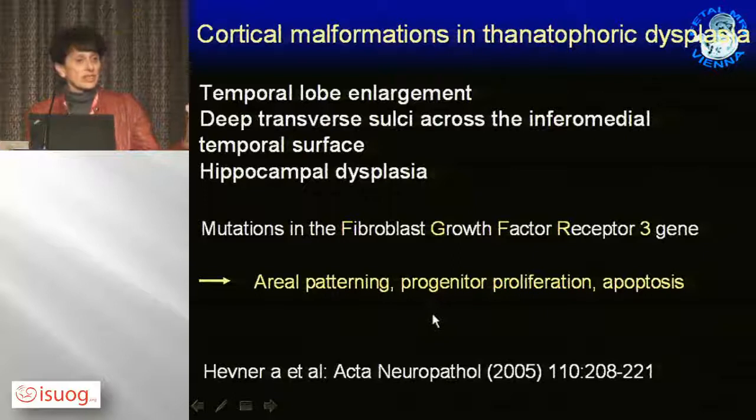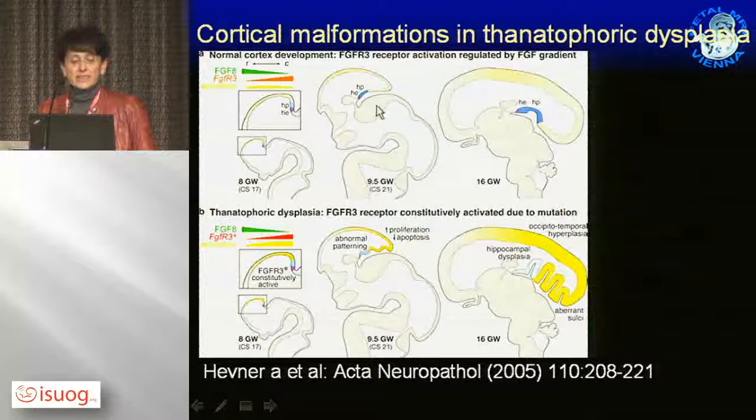There is a lot of progenitor proliferation, and apoptosis is not enough. What does it mean? There are too many cells. If there are too many cells in the cortex, when the cortex grows, what happens normally? It folds. So it starts to fold even if it's premature. And from their data, they made this very nice graph showing normal development and the development in FGFR3 cases. And this is the drawing they did.